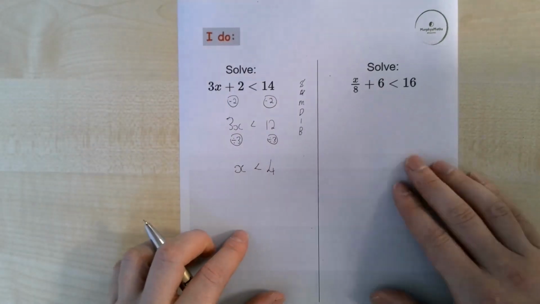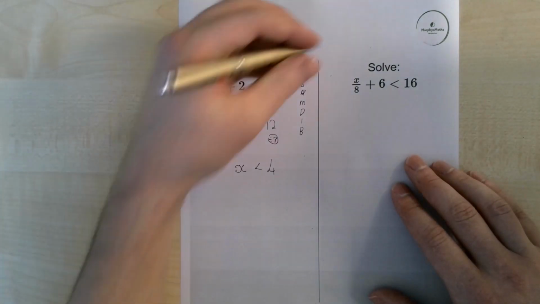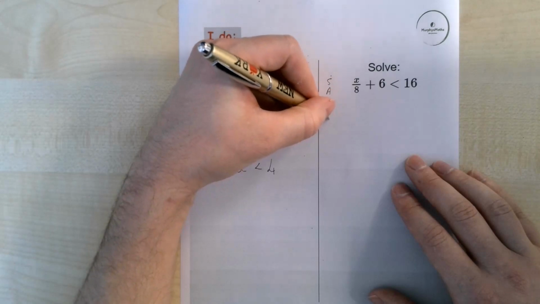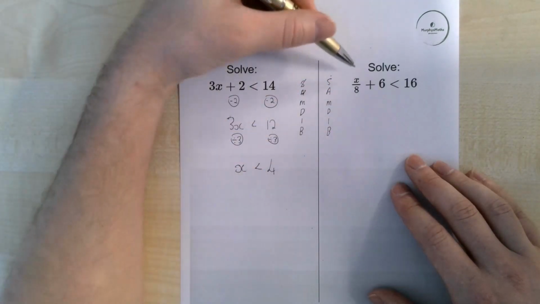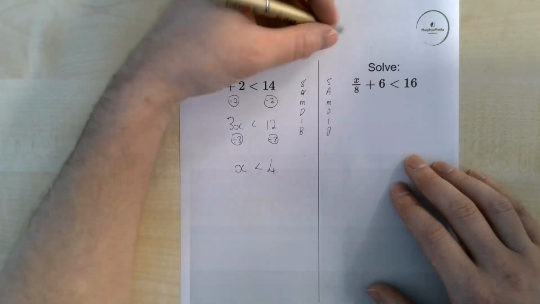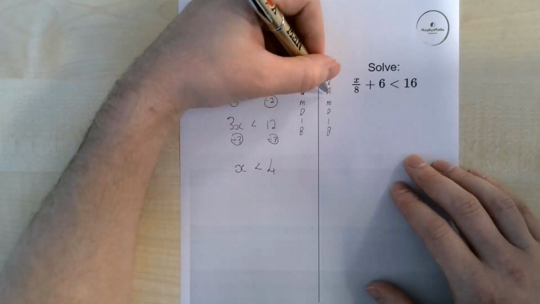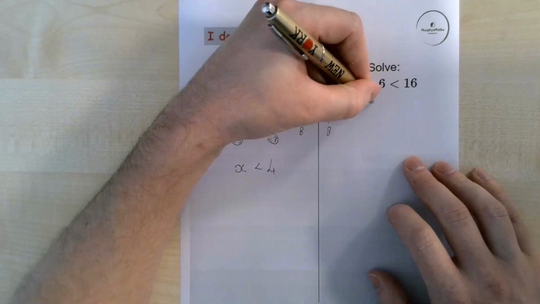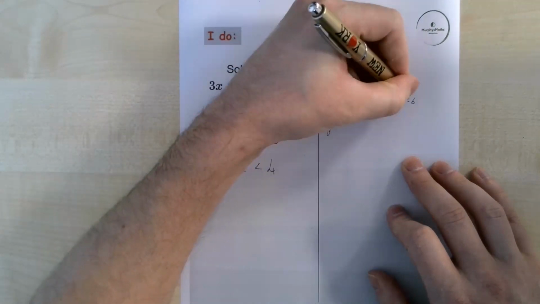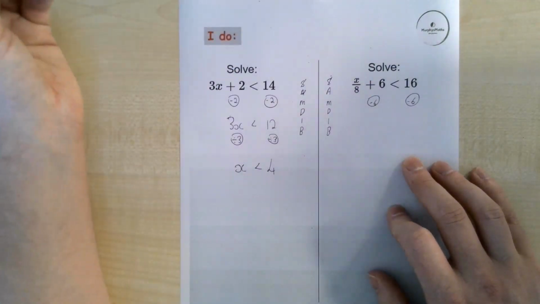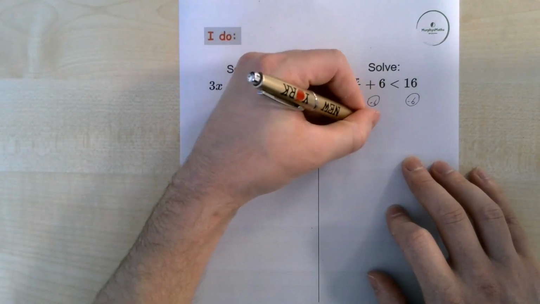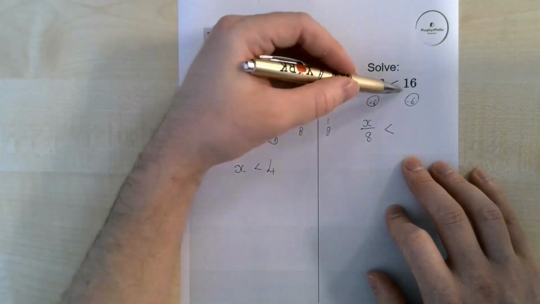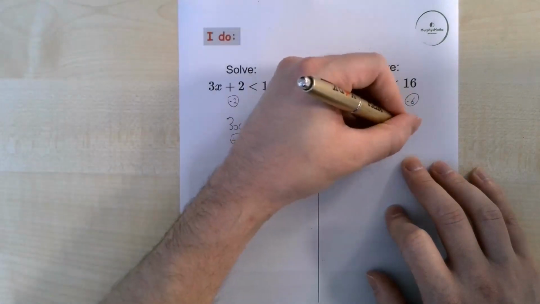The second one, we'll apply the same logic. So if I go through my BIDMAS backwards, I'll look first: is there any subtraction in this inequality? At the moment there isn't. Is there any addition? There is, so I'll get rid of the add 6 first. We'll do the inverse, minus 6 from both sides. So now I'm left with x over 8 is less than 16 take away 6, which is simply 10.